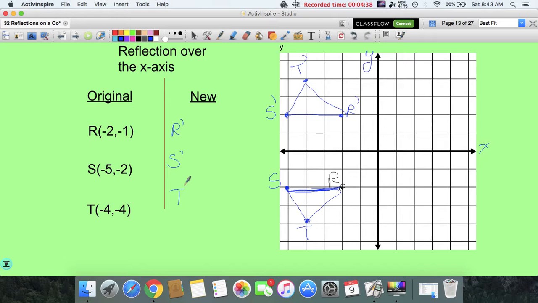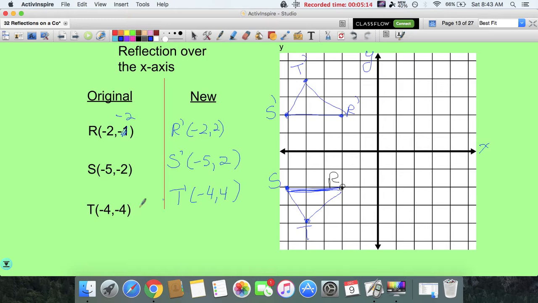Don't forget the apostrophe. You do lose a point if you don't write that. R prime is going to be 2 to the left and 2 up. Well, you know what? Let's make this negative 2, make my life easier. So R prime is going to be negative 2 and 2 up. S prime is going to be negative 5, to the left, and then 2 up. And point T prime is going to be negative 4, just to the left, and 4 up.